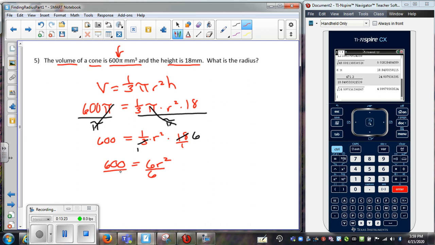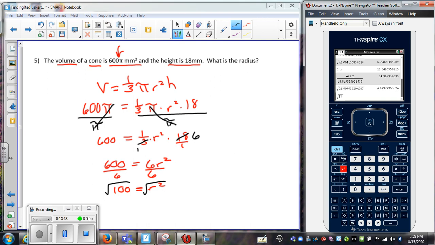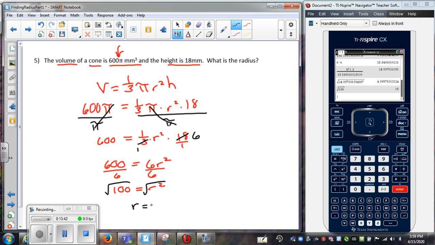Divide both sides by 6, and I get 100 is equal to r squared. Now you might be able to tell me right from the get-go, what squared is 100? So what times itself is 100? If you're not sure, you can punch it in your calculator. You would type in the square root of 100, and that would be 10. So r is equal to 10, and that would be millimeters.